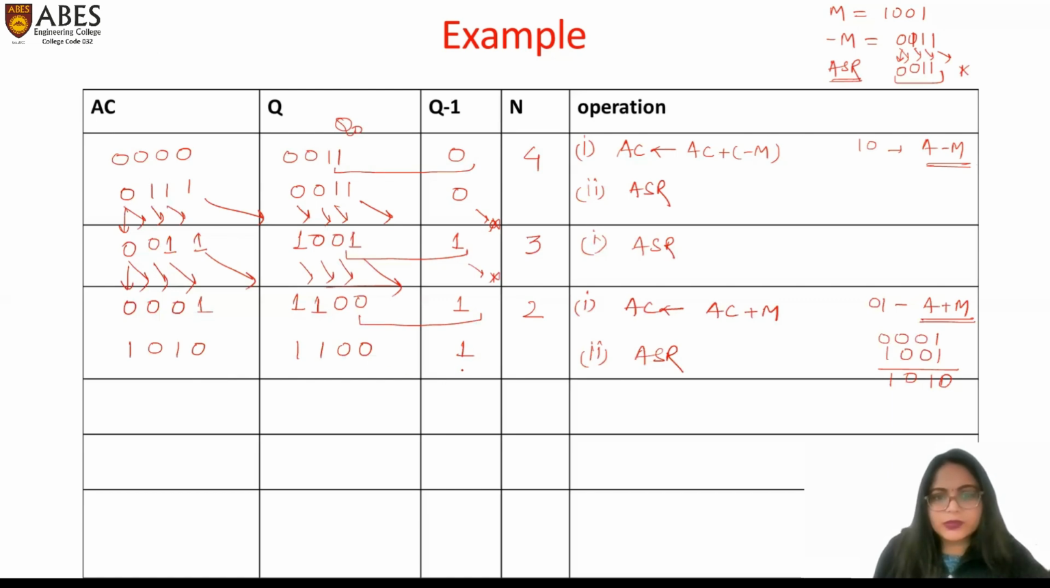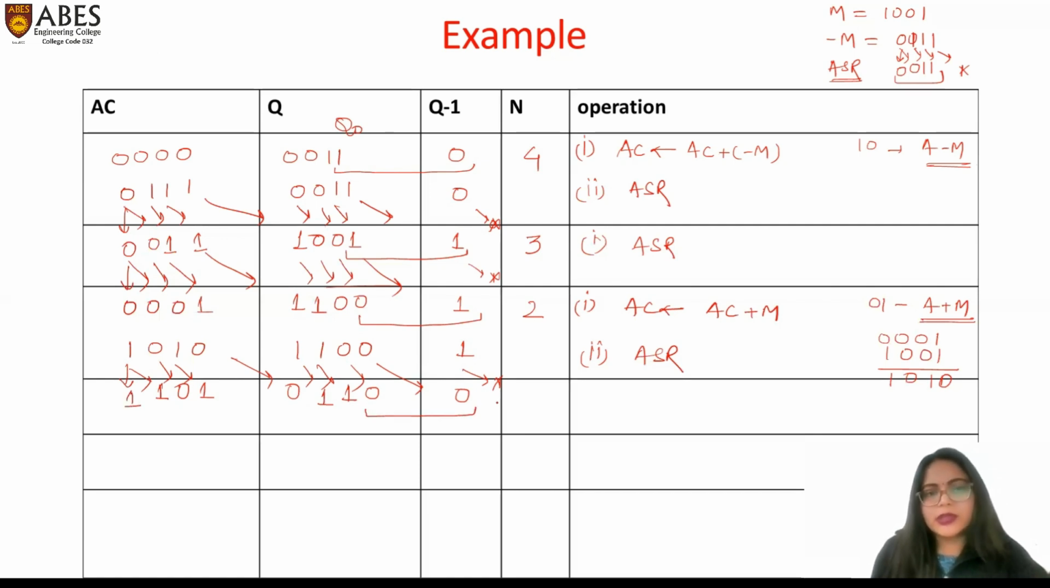Now we need to perform ASR. This 1 will be discarded. 0 will be Q minus 1 now. 0 will be now Q naught. 1 will be shifted here. 1 will be shifted here. 0 will be shifted here. And 1 will be shifted here. 0 will be at the place of 1. 1 will be at the place of 0. And 1 will be copied. So this is the updated value now.